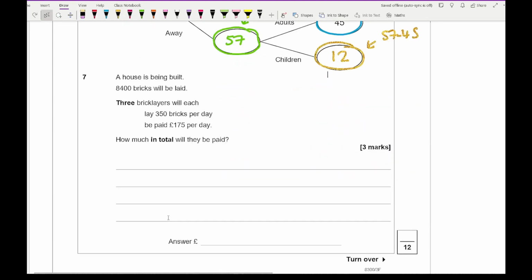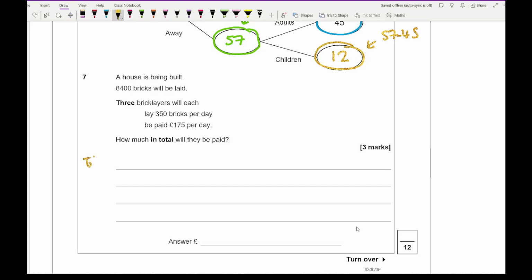Then moving on to question 7, it says that a house is being built, 8,400 bricks will be laid. 3 bricklayers will each lay 350 bricks per day and are paid £175 per day. How much in total will they be paid? So first things first, what we want to do is work out how many days are going to be needed to complete the job.